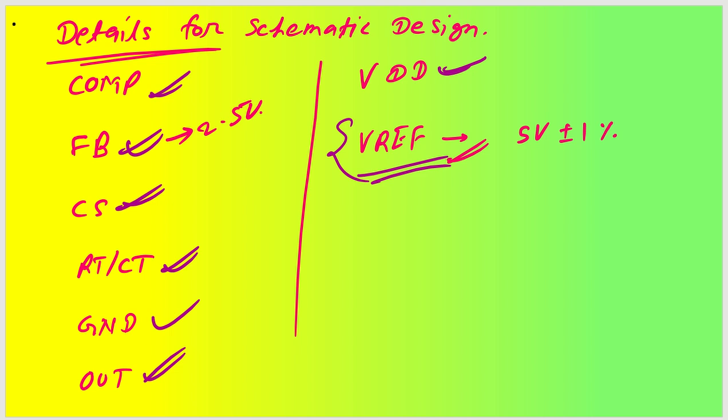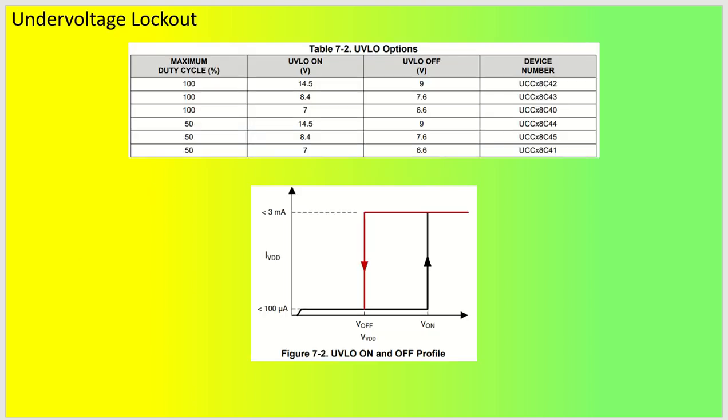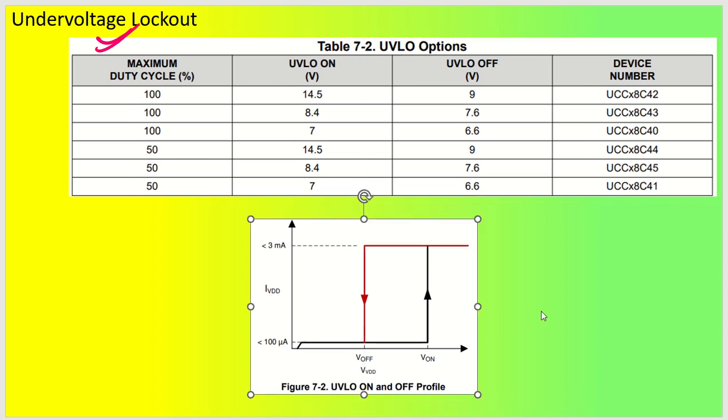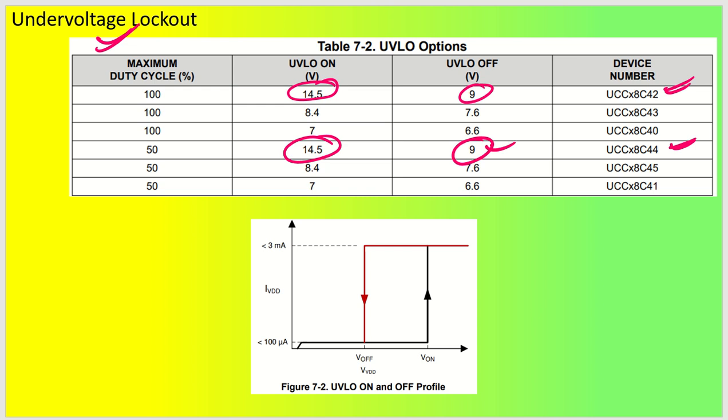So let's talk about that quickly. What we can do is, the very first thing, let us talk about under voltage lockout. If you see under voltage lockout, for different devices, you can see UC28C42. So 42 is going to have under voltage lockout on at minimum 14.5 volt, and off at 9 volt. So our aim is to go ahead with 44. So 44 will be working with under voltage lockout on at 14.5 volt and off at 9 volt. Okay. So our aim is to use this particular device.